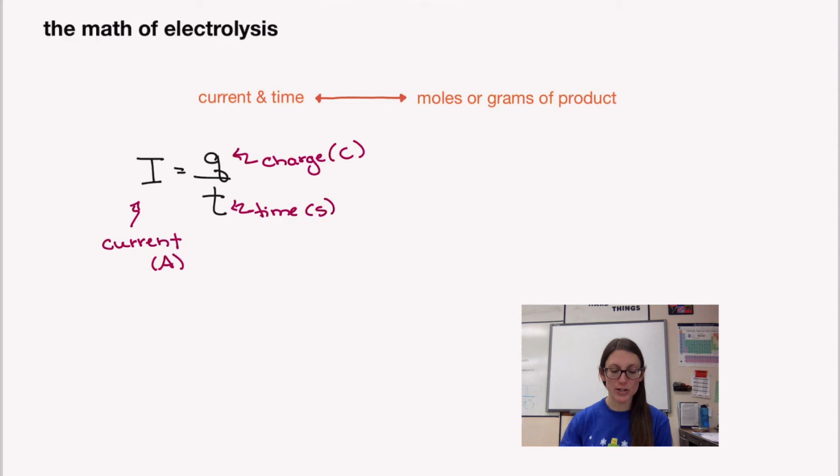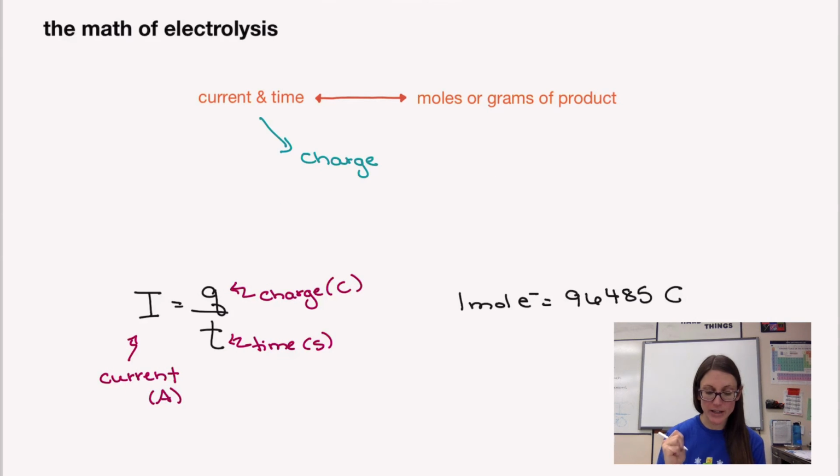The second equation that we need relates that charge, which is measured in coulombs, to something that's chemically relevant: how many moles of electrons we're pushing through the system. And this is a relationship you've actually seen before. 1 mole of electrons carries a charge of 96,485 coulombs. With those two equations, we are ready.